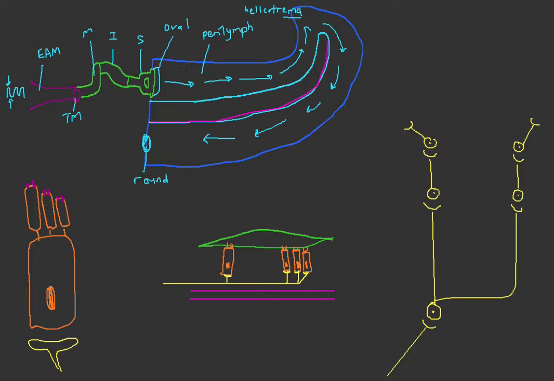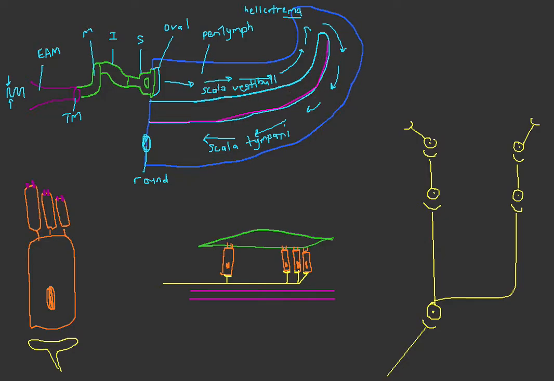So I should mention that these compartments are given different names. The top one is called the scala vestibuli, or media, and then the bottom one's called the scala tympani. A lot of different terminologies here, so it can sometimes be hard to keep it all straight.